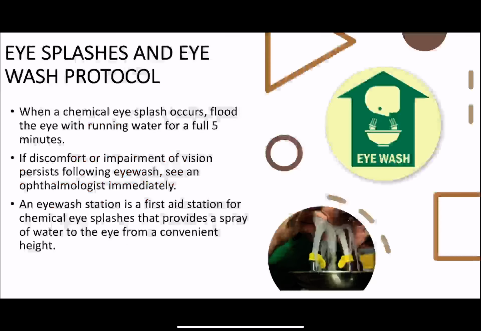For eye splash and eye wash protocol, there should always be eye wash stations in the first aid stations, which will provide a spray of water to the eye from a convenient height. And if there is any presence of eye splash, we must flood the eyes with water for at least 5 minutes. And if there is a continuation of discomfort or impairment in vision, we must consult an ophthalmologist.